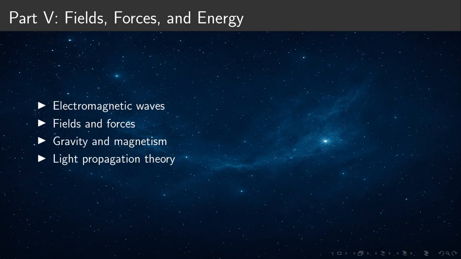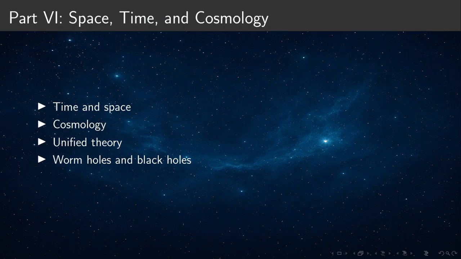Part 5, Fields, Forces, and Energy. At the heart of the book is a focus on fields and forces. Electromagnetic waves, fields, gravity, magnetism, and light propagation are examined not just mathematically, but conceptually, asking what kind of physical reality underlies them.